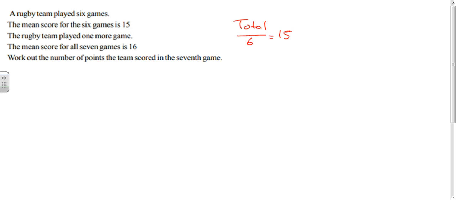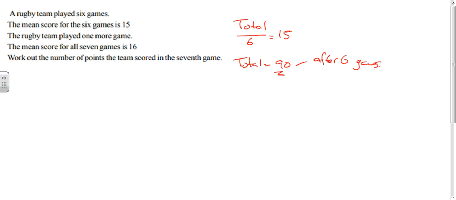let's try that again, equals 15 times 6, so the total will be 90. So therefore that 90 represents the total score after 6 games.